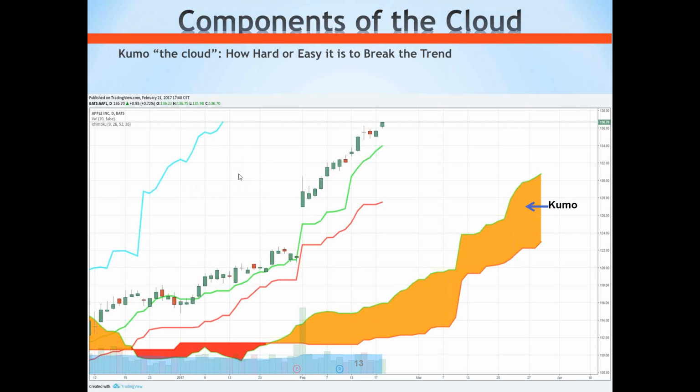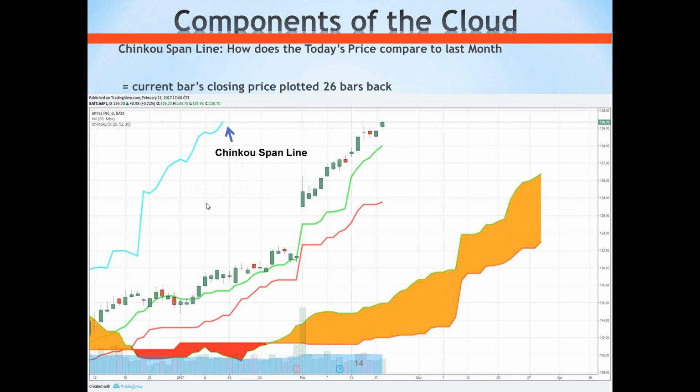Okay. The final component of the Ichimoku cloud is called the Chinkou span line. And really, this is something that I think could be removed from the cloud. I don't really have to have this on here. Some traders don't even look at it when they're using the Ichimoku cloud.